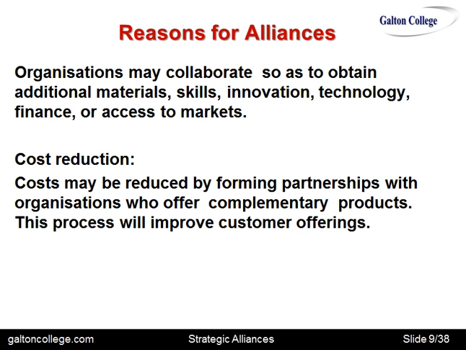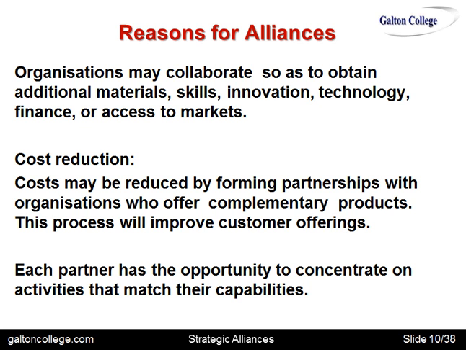Costs may reduce by forming partnerships with organizations who offer complementary products. This process will improve customer offerings. Now, it's best to have a partnership with a company that sells similar products, because their distribution, their lorries and vans and their technology, the way they do things, a lot of it will be similar. They'll share similar experiences and similar pieces of capital. So it's easier for companies to collaborate when they have some sort of common background.